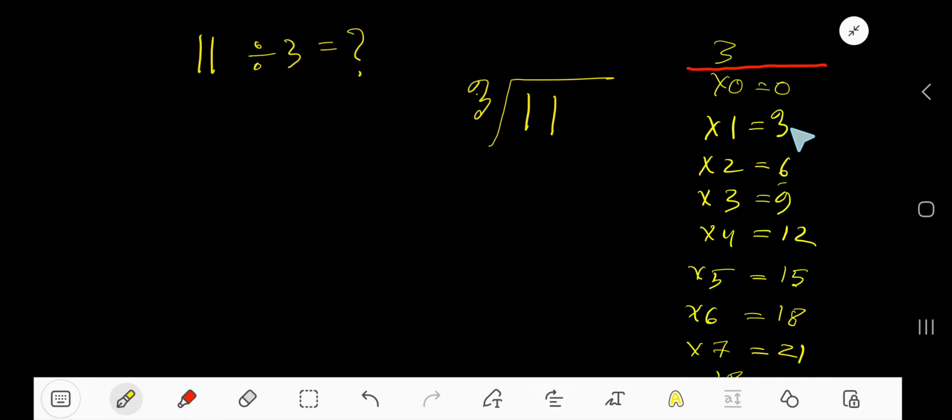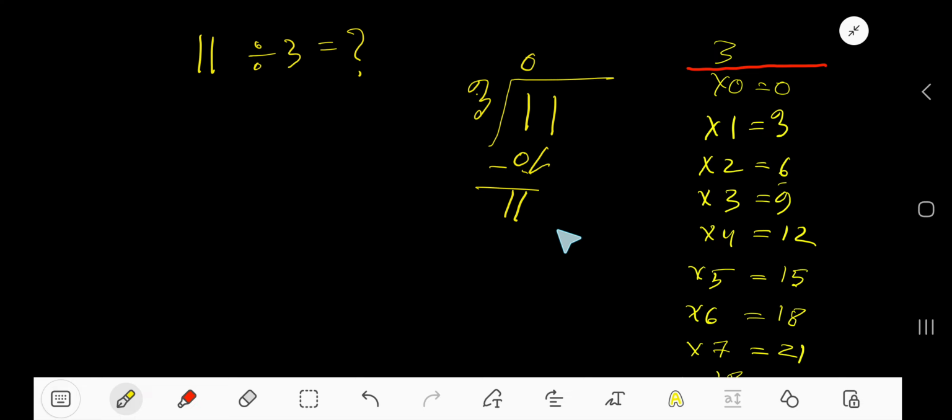0 plus 3 is 3, 3 plus 3 is 6, 6 plus 3 is 9, 9 plus 3 is 12, 12 plus 3 is 15, 15 plus 3 is 18. How many times does 3 go into 1? 0 times, as 1 is less than 3, so 0 times 3 is 0. Subtract, and you get 1. Now bring down the next digit, 1.